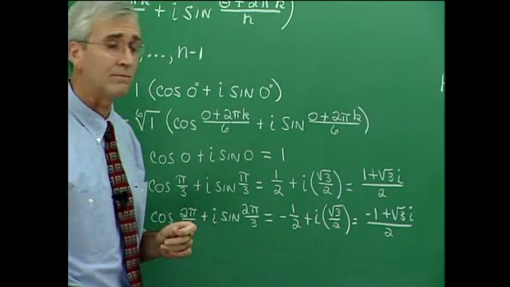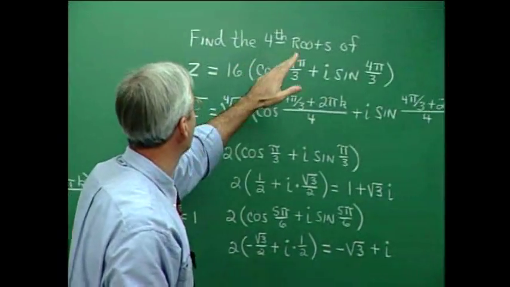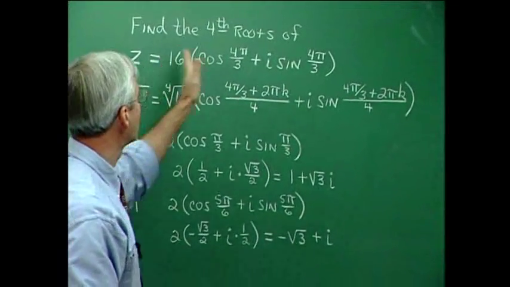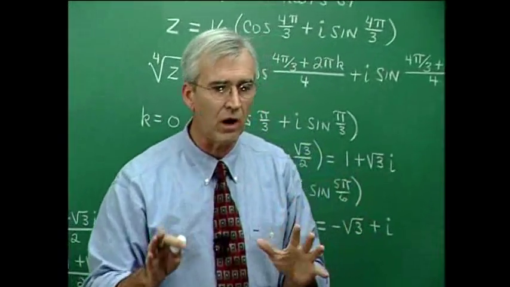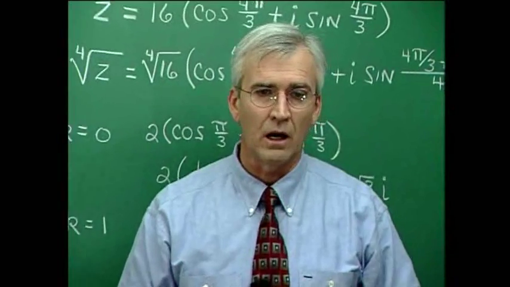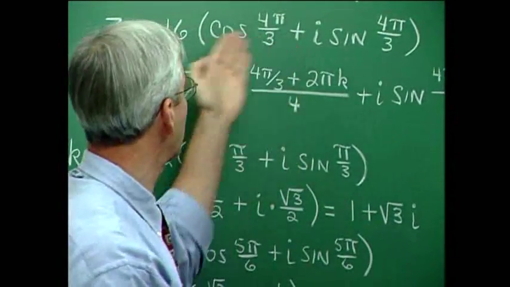Let's go through another problem. Now this one seems a little more complicated, but we want the 4th roots of z equals this. Now, you know that if we face problems that are in the typical complex form, then we change them into the polar form.